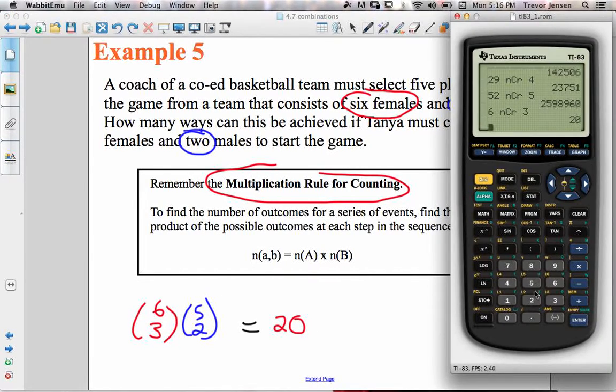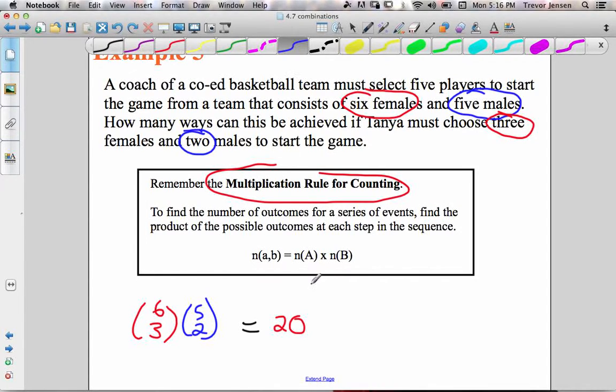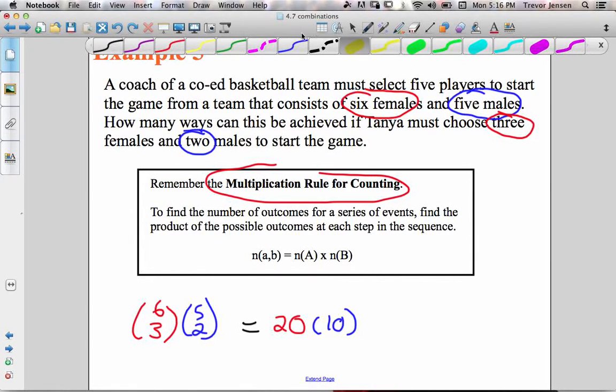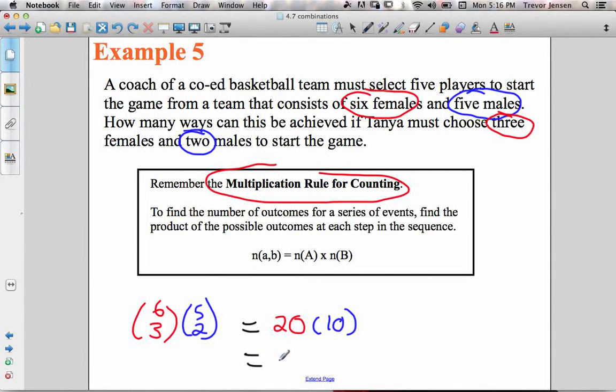Then how many ways could I choose 2 of the 5 boys? Just do 5 choose 2. And there are 10 different ways I can make groups of 2 from the 5 boys on the team. So now to figure out the total number of starting lineups of 5 players that consist of 3 females and 2 males, multiply those 2 numbers together, and I get 20 times 10, that'll give me 200 different starting lineups I could make that consist of 3 females and 2 males.